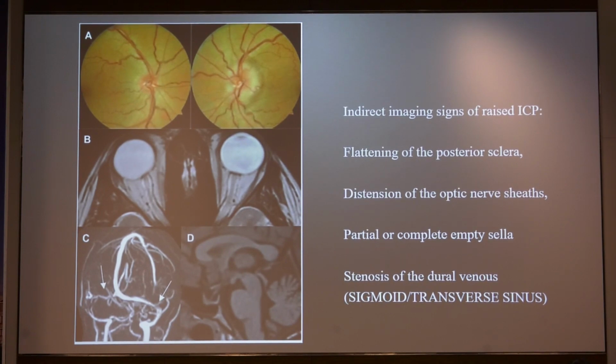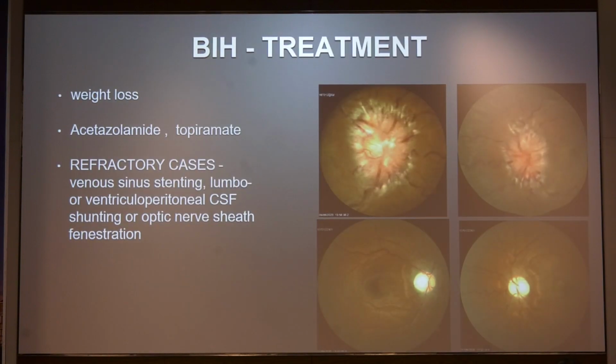in which we can see a flattening of the posterior sclera, distension of the optic nerve sheaths as we can see here, and a partial or empty sella, and we can have stenosis of the sigmoid or the transverse sinus. So these are some signs which you can pick up when the patient has an edema and you do an MRI, and these can confirm our diagnosis. So if it's a BIH, the treatment is weight loss. The patient is asked to reduce weight. We give acetazolamide, and in refractory cases, venous sinus stenting could be done.